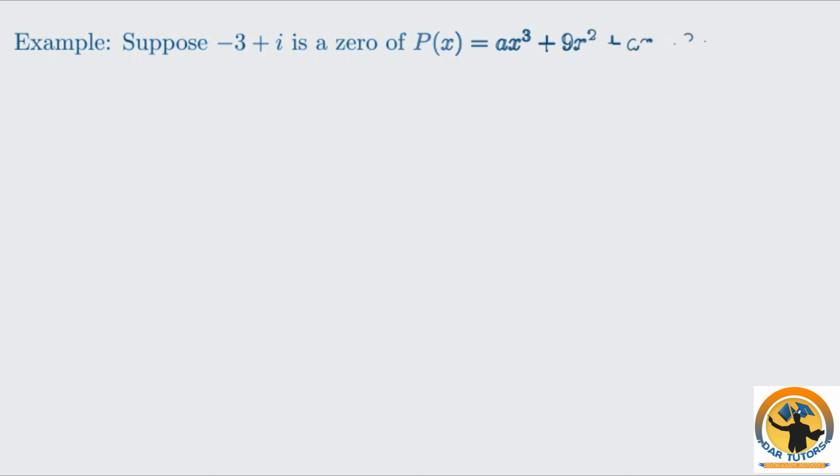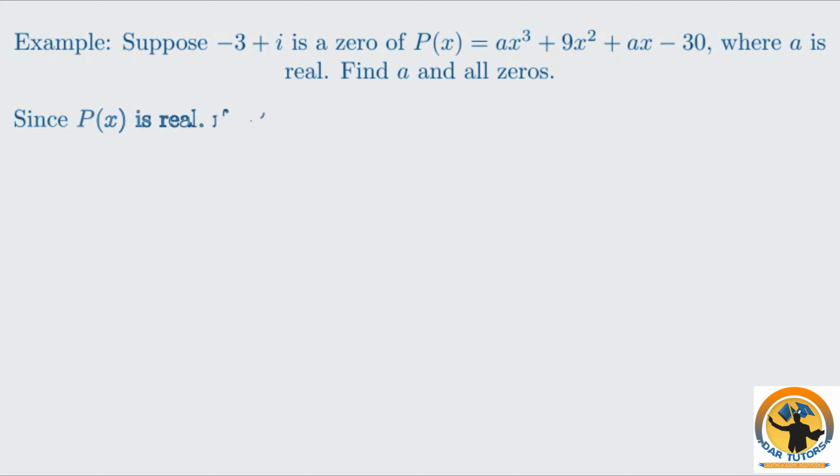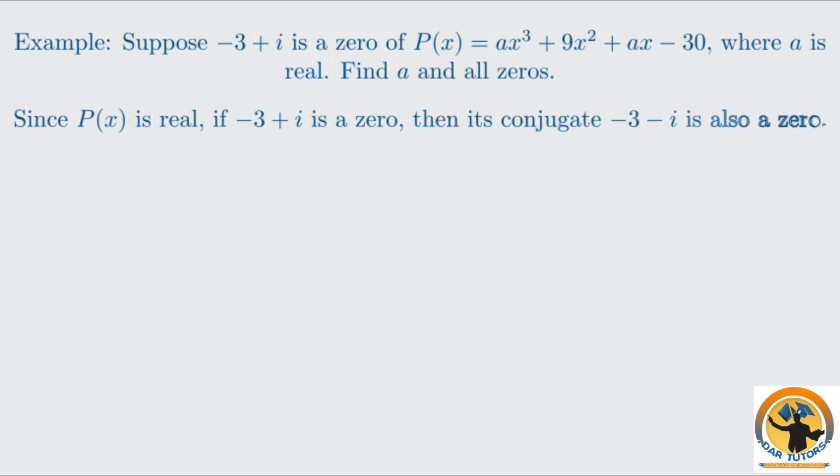Let's use this. Suppose minus 3 plus i is a zero of the real polynomial p of x equals ax cubed plus 9x squared plus ax minus 30. We need to find a and all the zeros. Since the polynomial is real and minus 3 plus i is a zero, the conjugate root theorem tells us that its conjugate, minus 3 minus i, must also be a zero. These two complex zeros come from a quadratic factor.